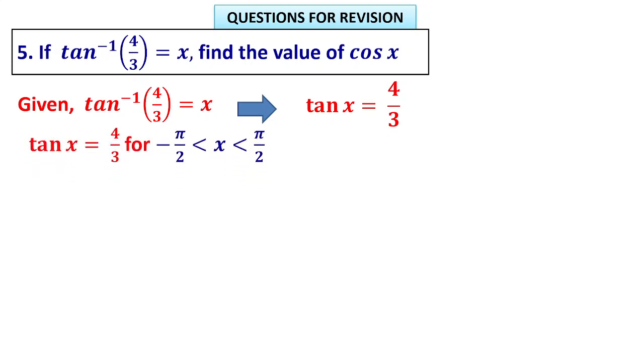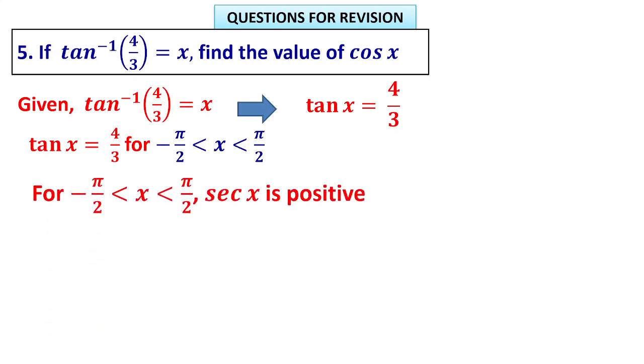Therefore, whenever tan x is equal to 4 by 3, then x should lie between minus pi by 2 to pi by 2. All of you know what the range is. In minus pi by 2 to pi by 2, secant x is positive. I just want to check whether from minus pi by 2 to pi by 2 secant x is positive or negative. It is positive. Therefore, I am finding the value of secant x, because secant x will be obtained using a square root. We have to check whether secant x is positive or negative. It is the square root of 1 plus tan square x.